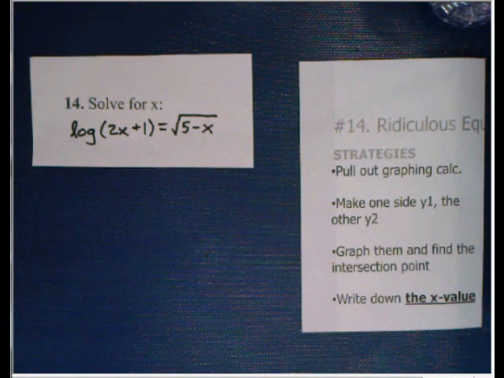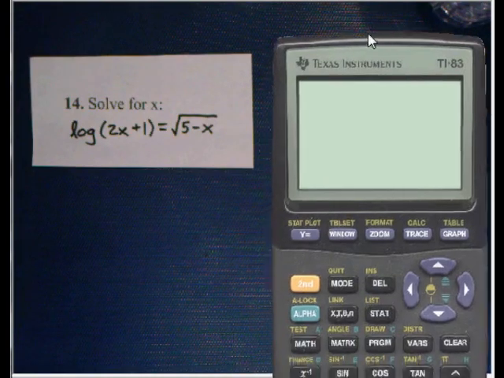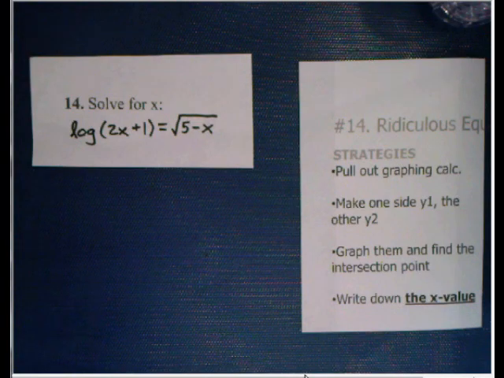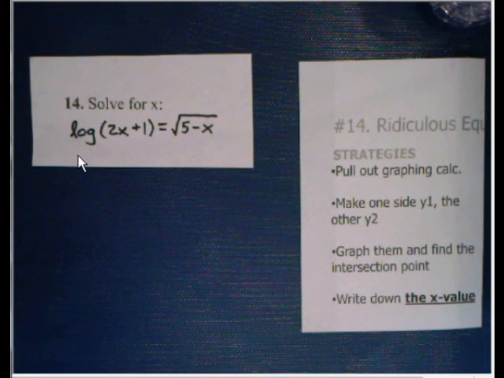First of all we need a graphing calculator. Oh look at that, there's a graphing calculator. But first, looking at the strategies, we're going to use our graphing calculator to graph these two functions, then find where they intersect, because a point of intersection is a solution. We'll make one side of the equation y1 and one side y2. Then we'll find the intersection point on the calculator and write down just the x value, because we're just trying to solve for x. So here we go, let's actually do this.